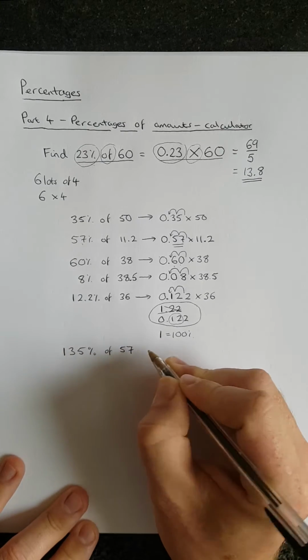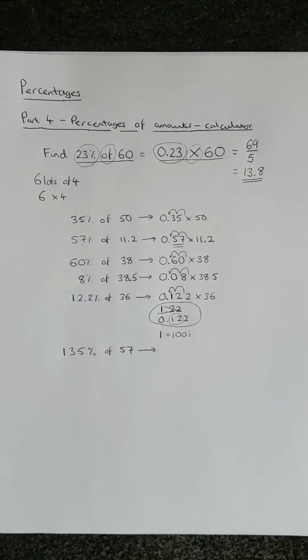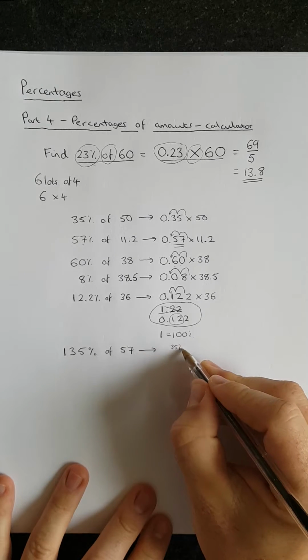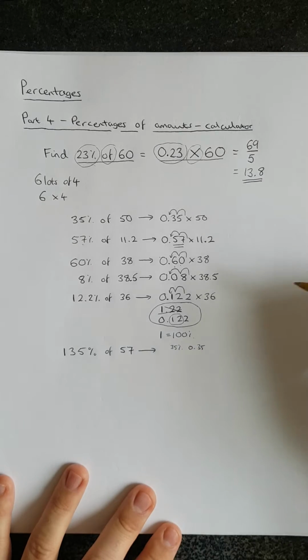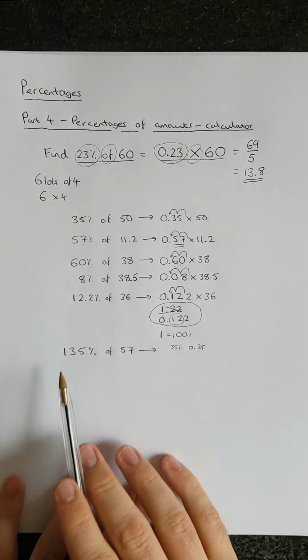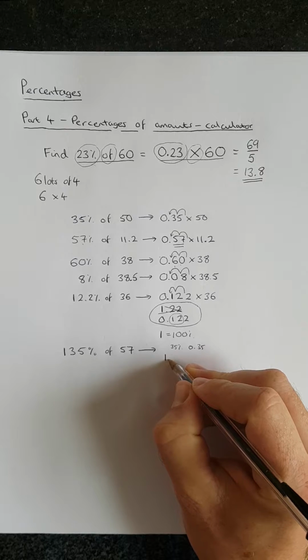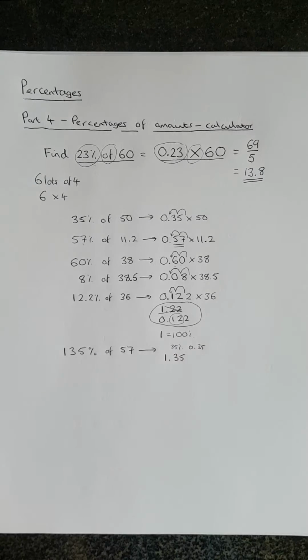Okay, next percentage. 135% of 57. Now, you'd be comfortable with 35%. You'd say 35% was 0.35, as we did up here. So what's 135%? Well, it's 1.35.